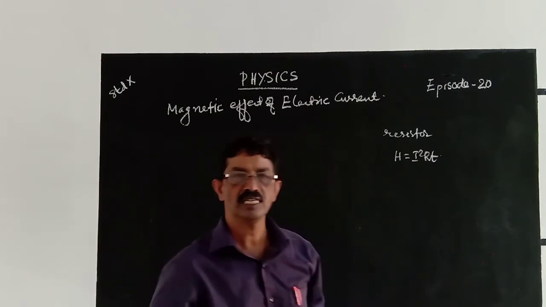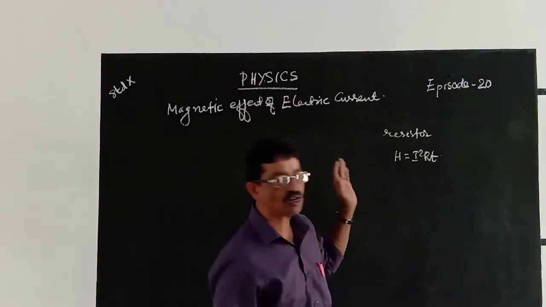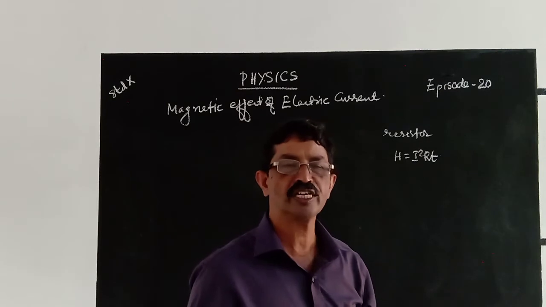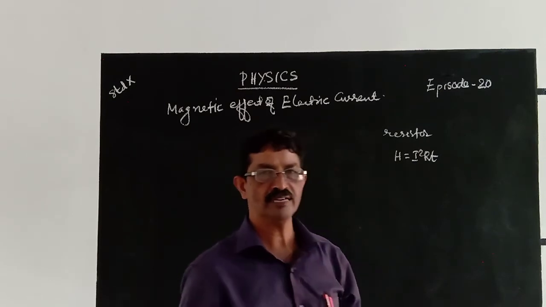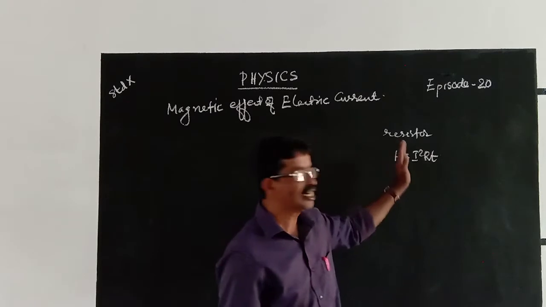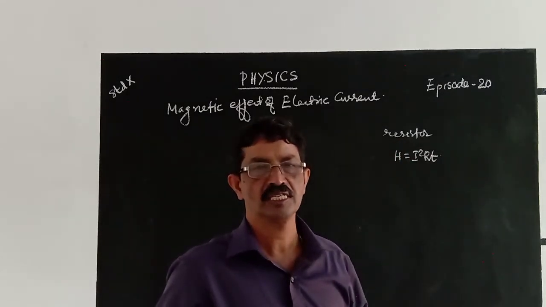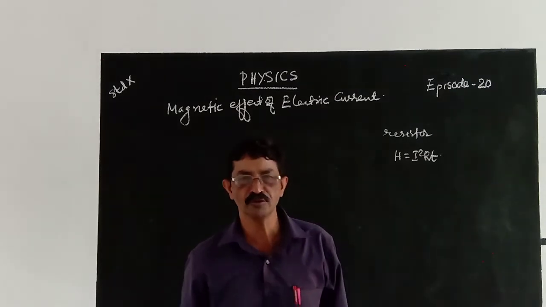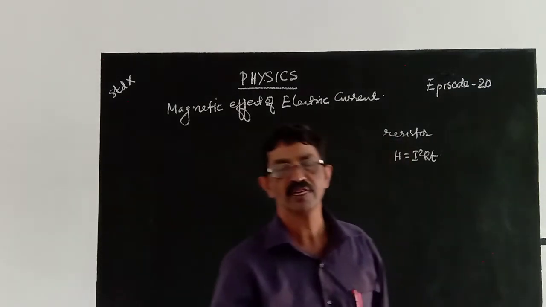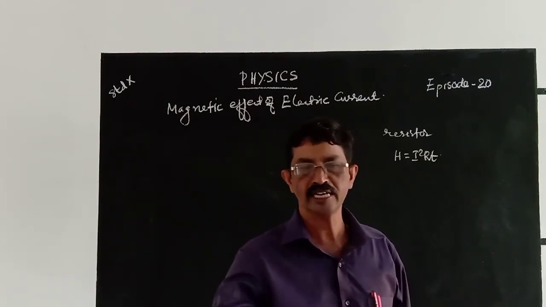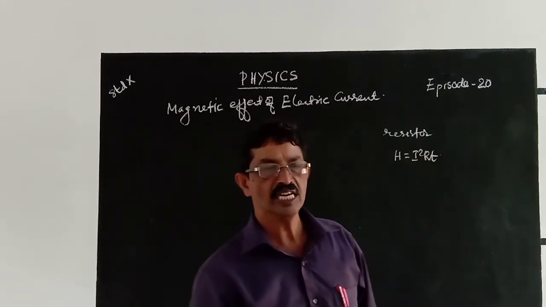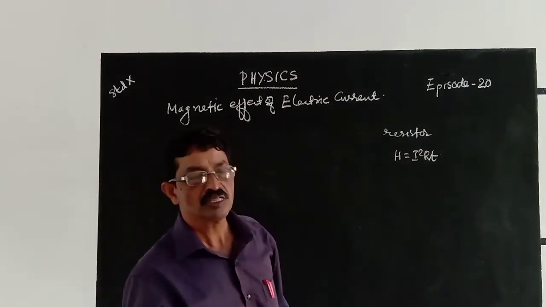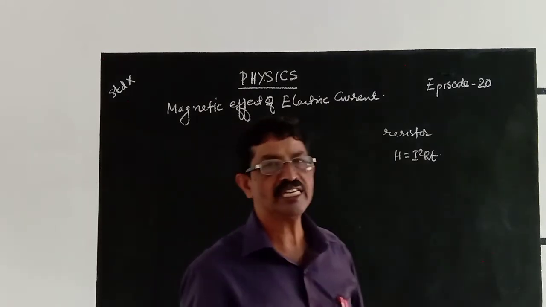It is the rate of flow of electric charge, or the charge flowing across a cross section in unit time. Then electric potential difference is the work done to move a unit positive charge from one point to another point. So there we discussed the heating effect.